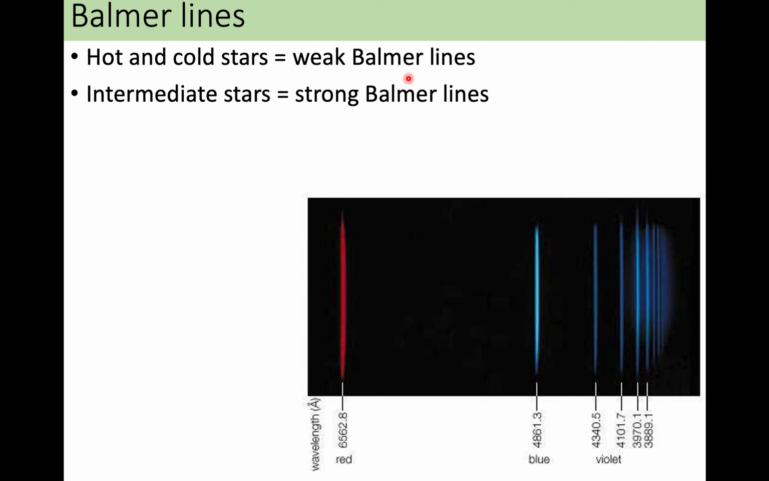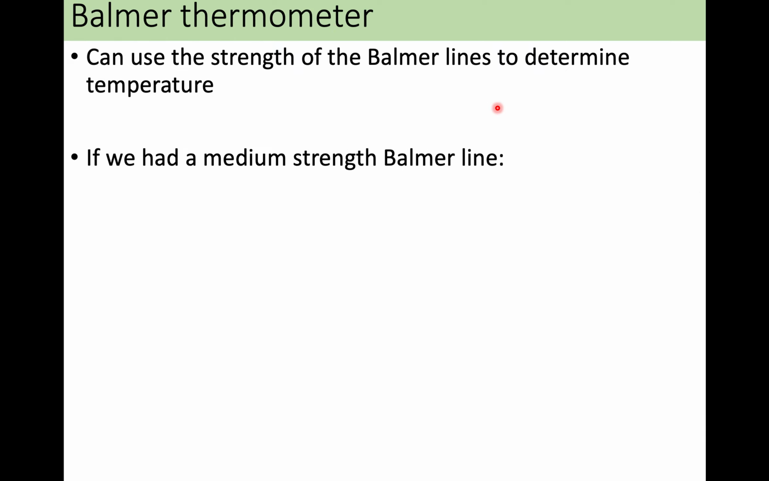So with hot and cold stars, we're going to see weak Balmer lines, or they will not be very visible. With intermediate stars, we're going to see very strong, very clear Balmer lines. So we can use the strength of the Balmer lines to determine the temperature.